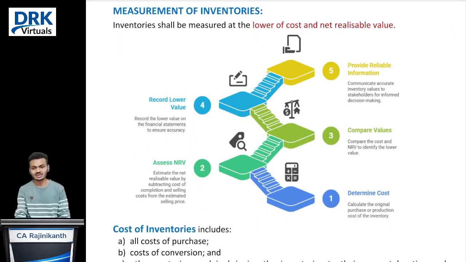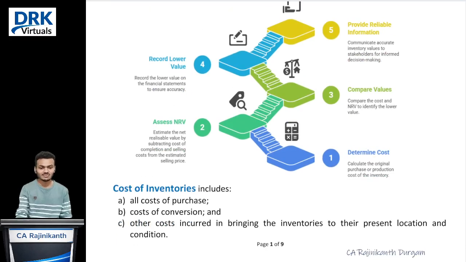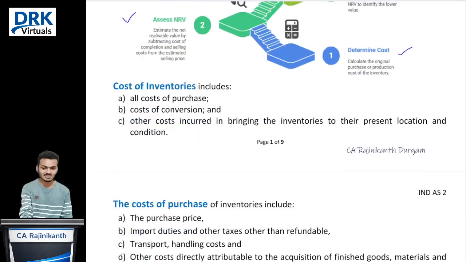Now coming to the core area of the standard, measurement principles. What is the standard saying? Inventories shall be measured at the lower of cost and net realizable value. In order to conclude this, we need to first calculate the cost. After that, we should estimate the net realizable value. Thereafter, we can compare. Resultantly, we will get to know which amount is lower. Accordingly, we will account. Let's discuss one by one.